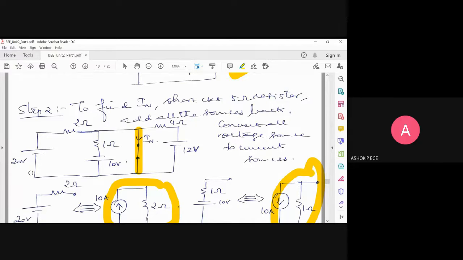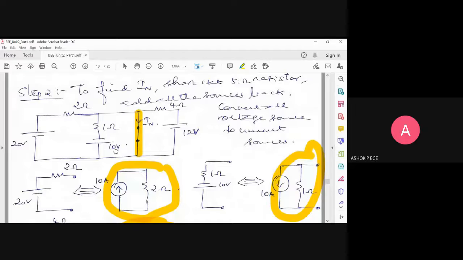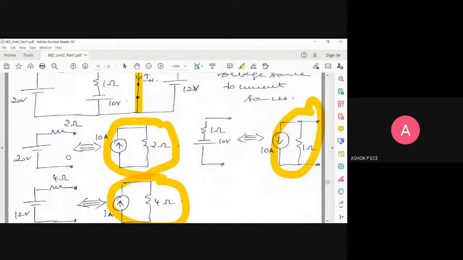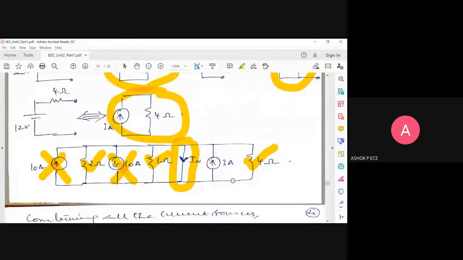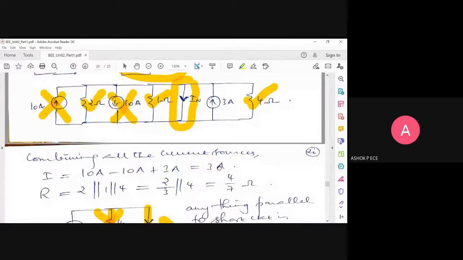So for that only, what I'm doing is converting all the voltage sources into current sources. If I have current sources, I can easily see the direction and say which current is effectively flowing into my network. So you see 10 amperes flowing upwards, 10 amperes flowing downwards, so it will get cancelled. So effectively only 3 amperes is flowing upwards in my circuit. And the resistances are all in parallel, 2 parallel to 1 parallel to 4. So that gives me 4 by 7 and 3 amperes.